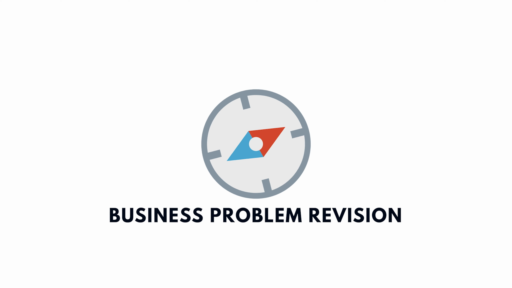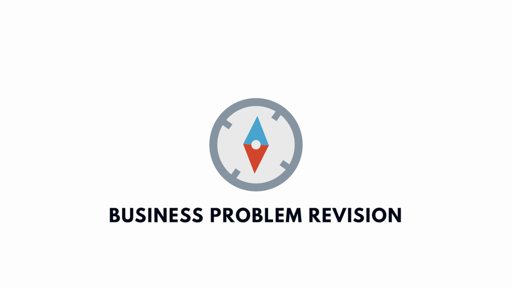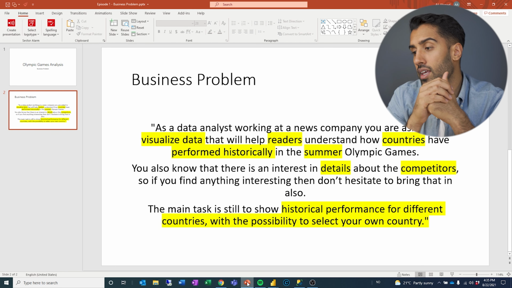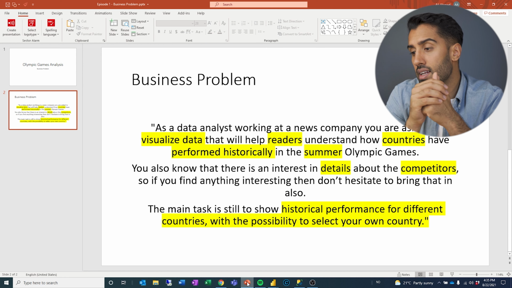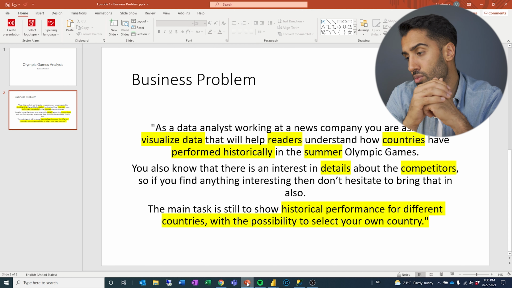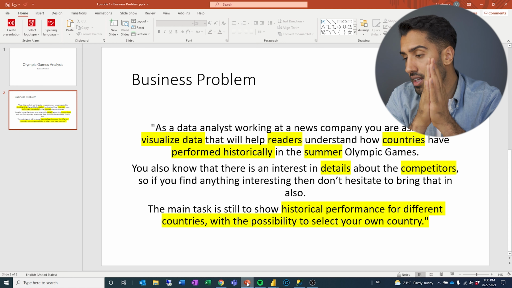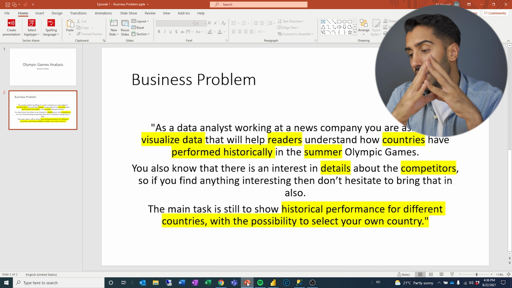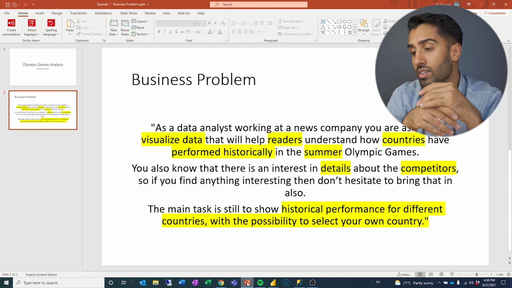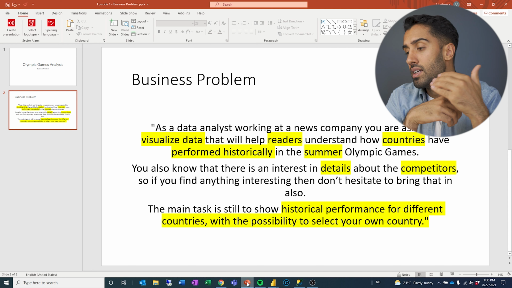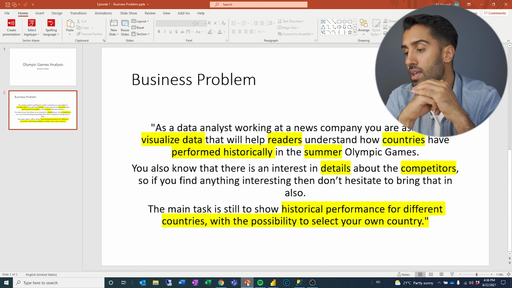Before we get the data into Power BI, let's just quickly revise the business problem. As a data analyst working at a news company, you are asked to visualize data that will help readers understand how countries have performed historically in the Summer Olympic Games. You also know that there is an interest in details about the competitors, so if you find anything interesting, don't hesitate to bring that in also. The main task is still to show historical performance for different countries with the possibility to select your own country. So we got to keep that in the back of our head as we are creating this dashboard.